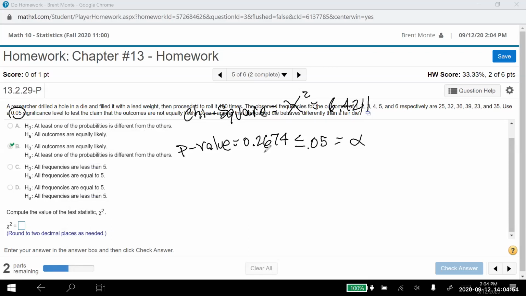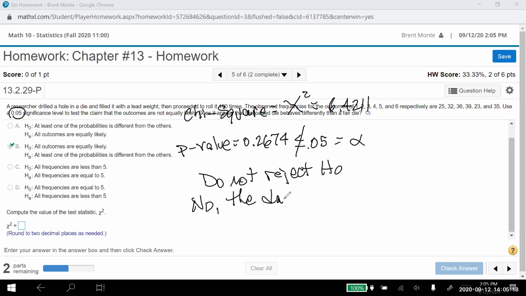Now notice on the left, the p-value, that's 26.74%. Well, that's not less than or equal to 5%. So if it's not less, we do not reject the null hypothesis. And so if I can't reject it, it might be the case that all the outcomes are equally likely. So I say no.